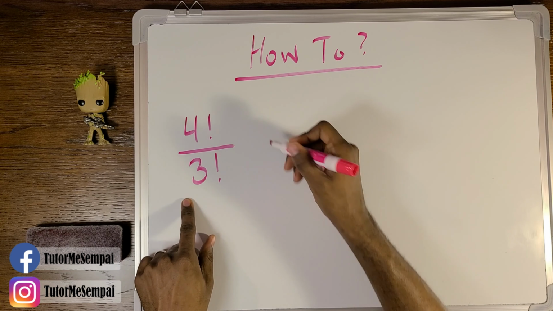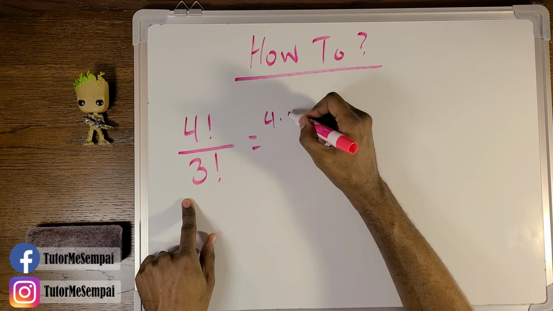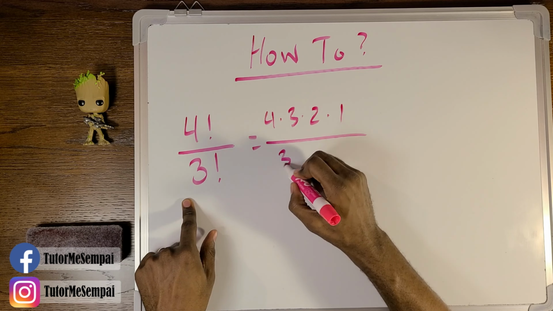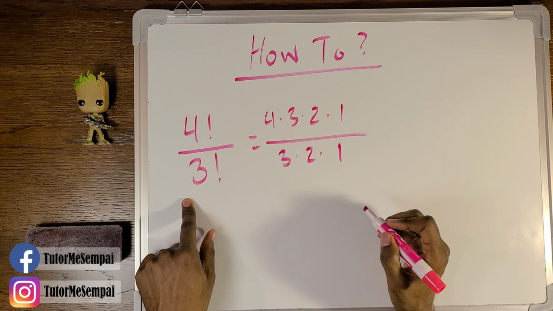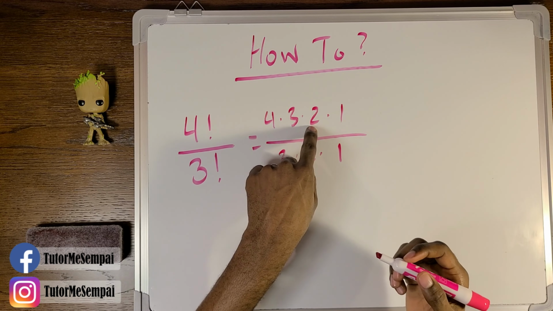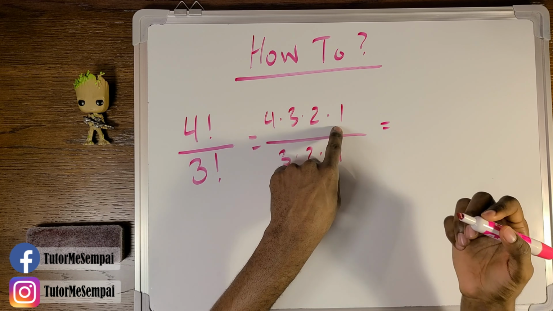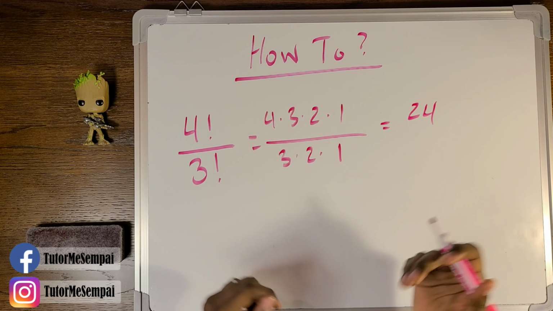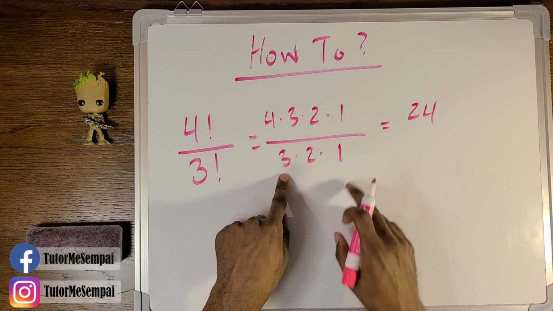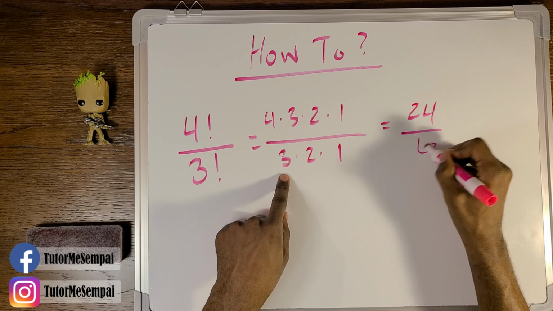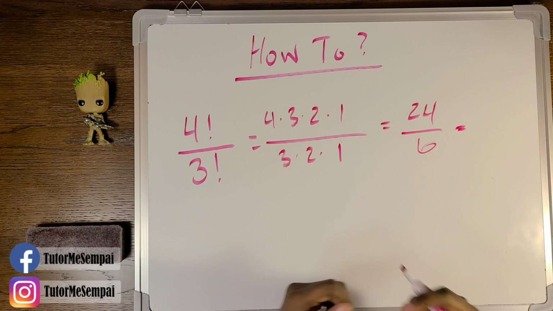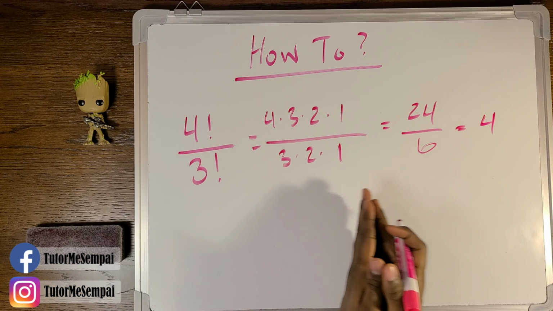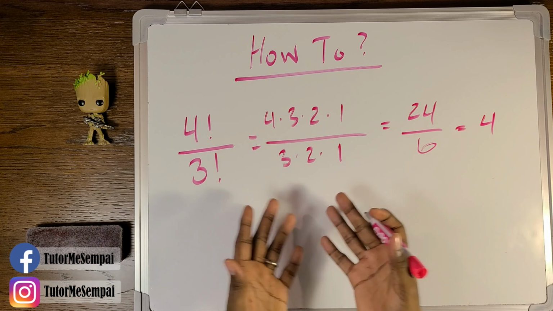We know that 4 factorial is going to be 4 times 3 times 2 times 1. And we know that 3 factorial is going to be 3 times 2 times 1. Now, we know 4 times 3 times 2 times 1 is going to be what? 24. If you multiply all that together, you'll get 24. How about 3 times 2 times 1? Well, that's going to be 6. And we know that 24 divided by 6 is 4. So this is not terribly hard. You can do this, and there's really no simplification here.